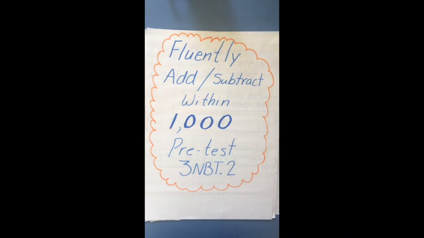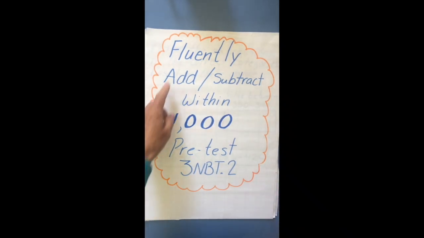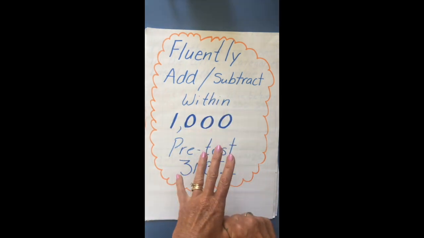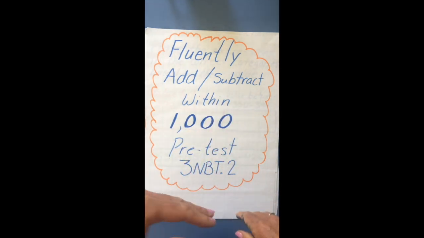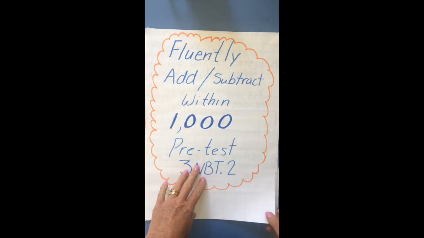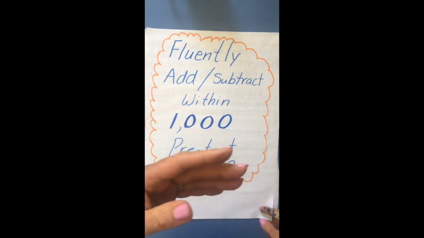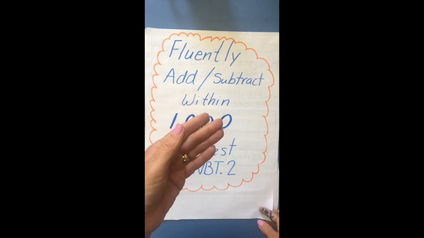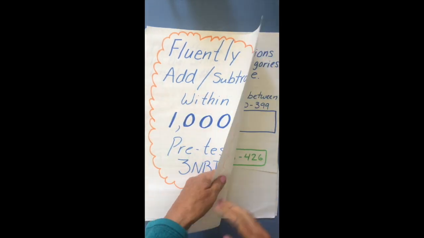Right. This is a pretest, and it's on fluently adding and subtracting within 1,000. What I want you to do is try to answer the first problem, and then turn the video off, answer the question, and then turn it back on and see if you answered it correctly.